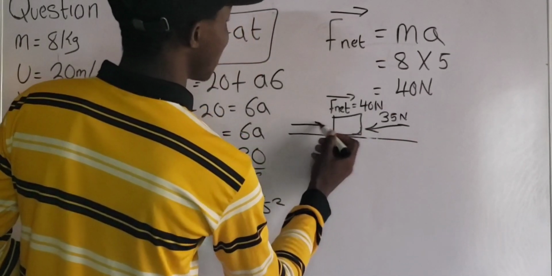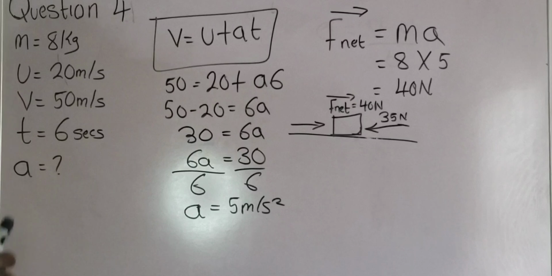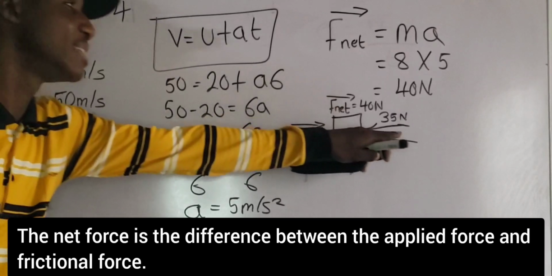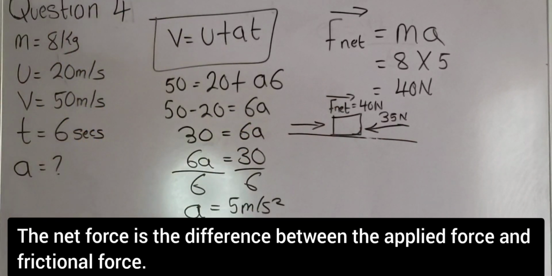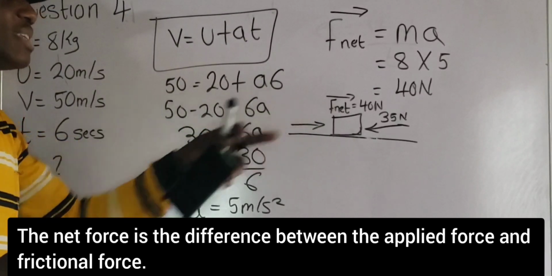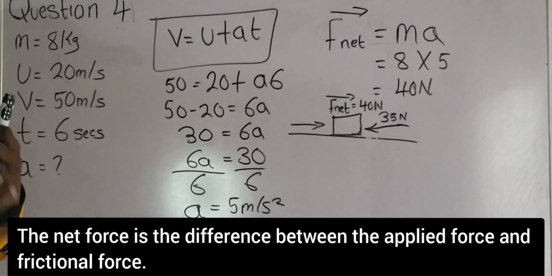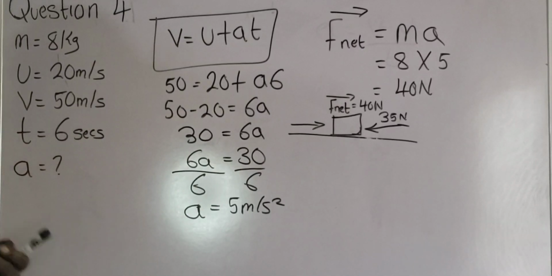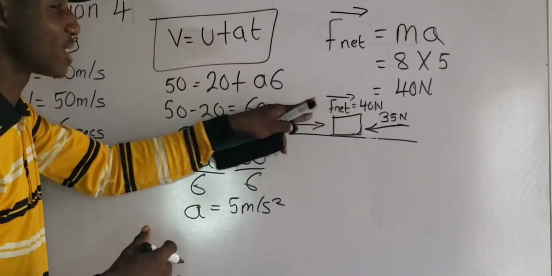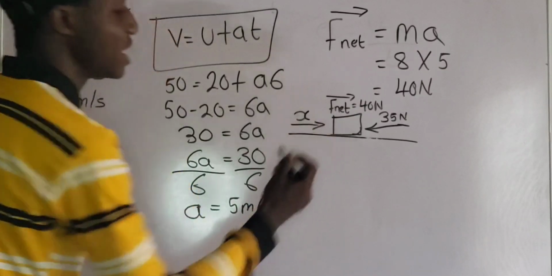Now we want to determine the applied force. Don't forget, I told you the net force is the difference between the applied force and the frictional force. Do you understand? Please note that the applied force is the force that makes the object change position, the force that we applied. Let me call this force x because it's unknown.